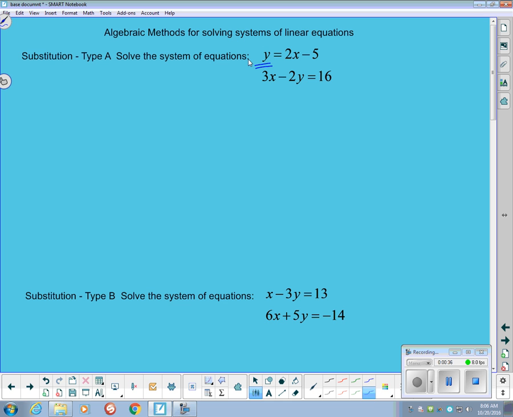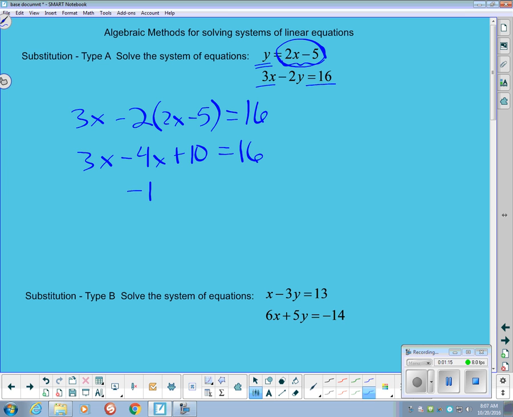In this case, the other name for y is 2x minus 5. So what we're going to do is rewrite the second equation. We take the 3x as it is, and we're going to subtract 2 times the other name for y, which is 2x minus 5. So we'll put that 2x minus 5 in parentheses because it's 2 times what y is. And then we'll grab the equals 16 there as well. Now we're down to a single linear equation with one variable. We solve that like we always would.